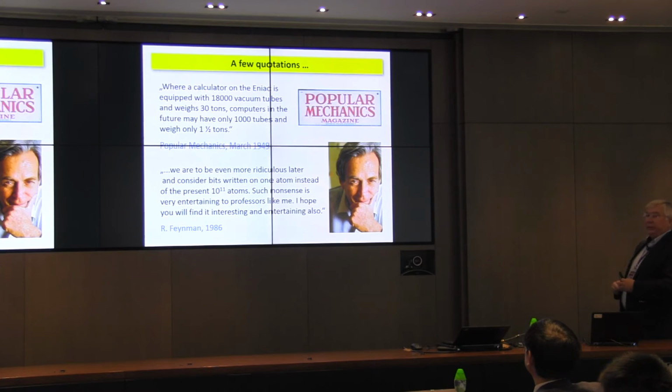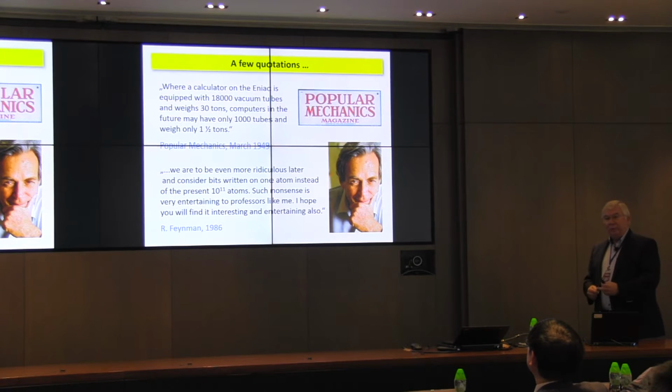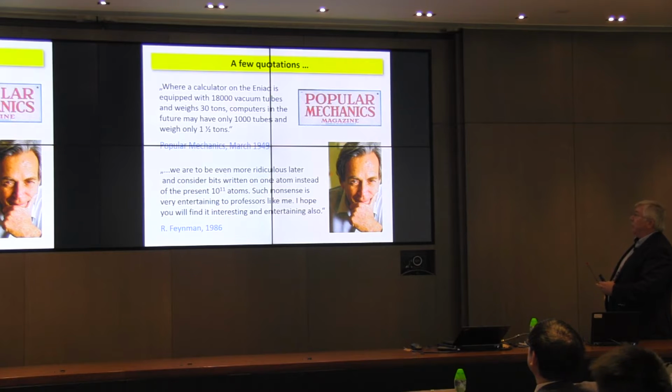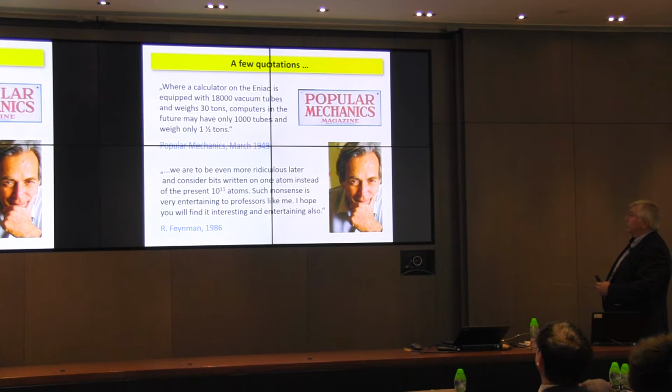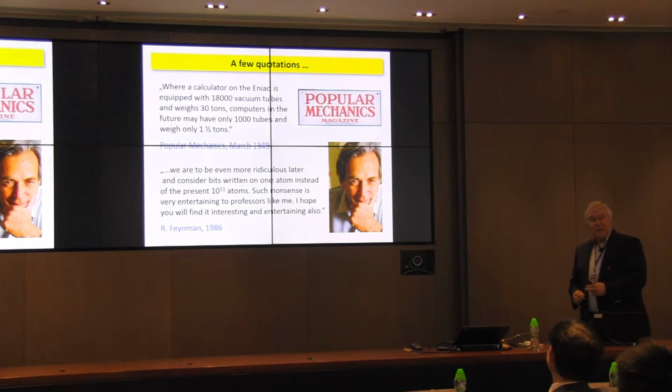So let's get started. And I would like to start with some famous people, with some quotes here. If you just look back in the year 1949, you find in the American magazine Popular Mechanics a remark where a calculator on the ENIAC is equipped with 18,000 vacuum tubes and weighs 30 tons. Computers in the future may have only 1,000 tubes and weigh only 1.5 tons. Okay, so this is not that far back. It's a little older than I am.